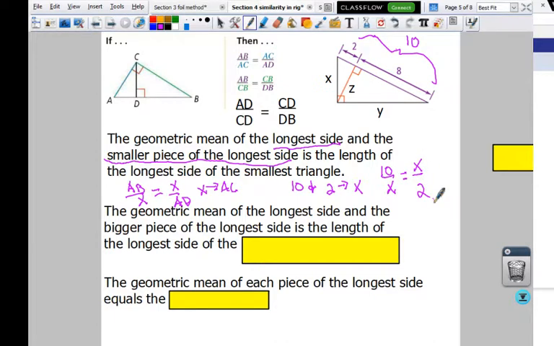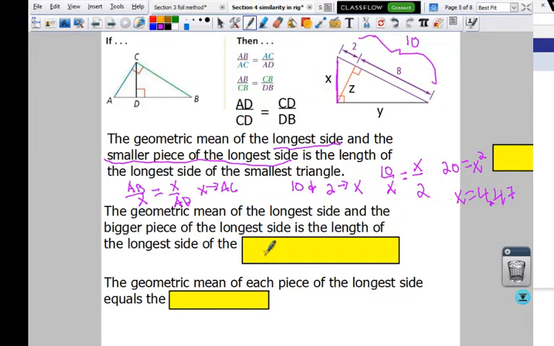And we can solve our geometric mean. So 20 is going to equal X squared, right? I'm going to square root both sides, and I'm going to get X equals the square root of 20, which is 4.47. So this side right here, I found by using my geometric mean, it's 4.47. We're rounding to the second decimal place.